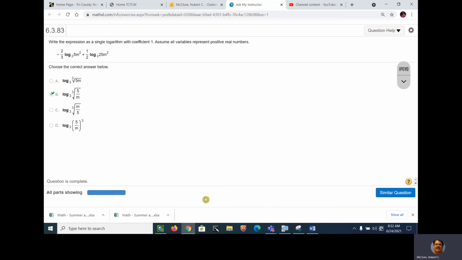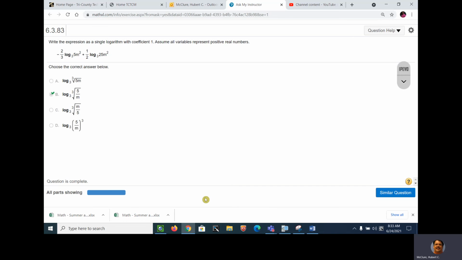I like putting rewrites and equations on the logarithm test. I think I probably say in the videos that 80% of your logarithm test is going to be rewrites and equations. And this is a rewrite because it says rewrite the expression as a single logarithm. And it says write, but it means rewrite. You're rewriting this in a single logarithm form.